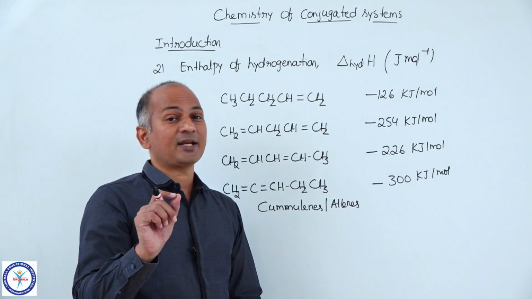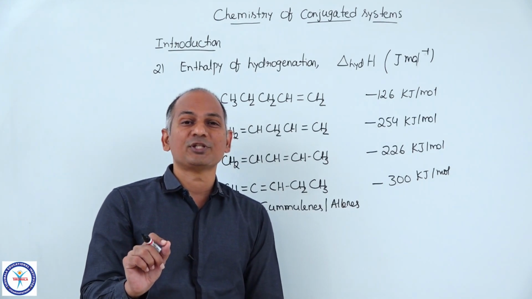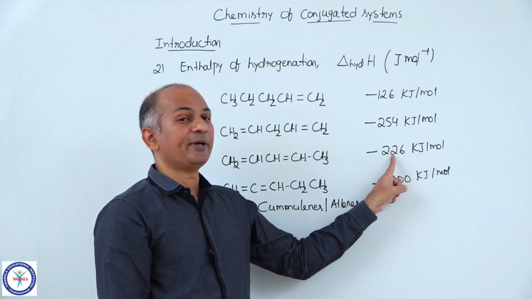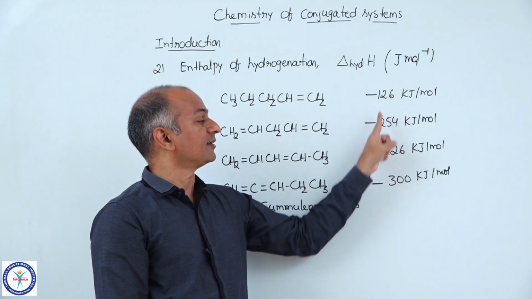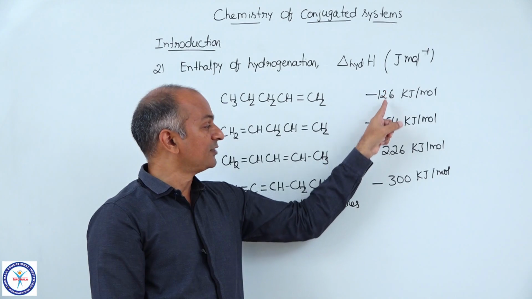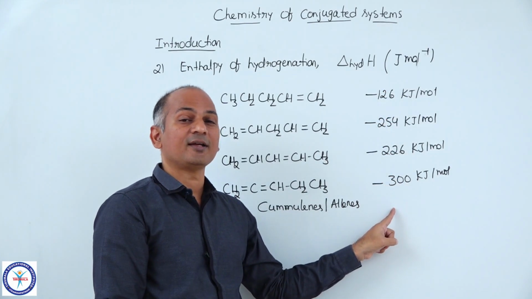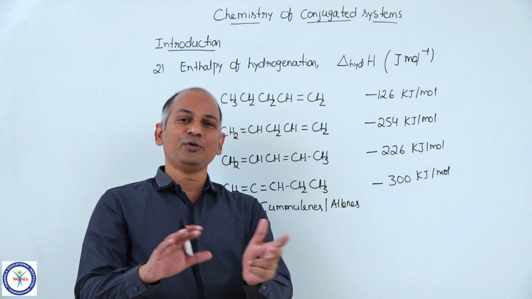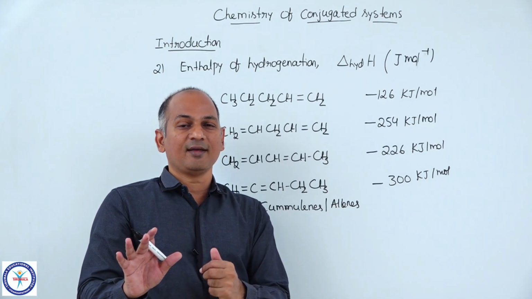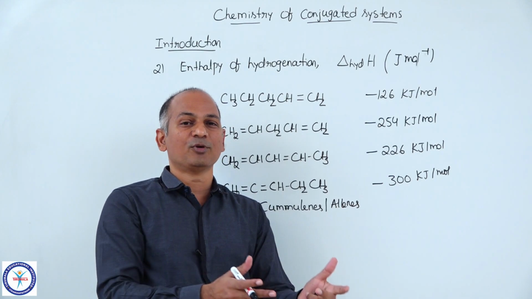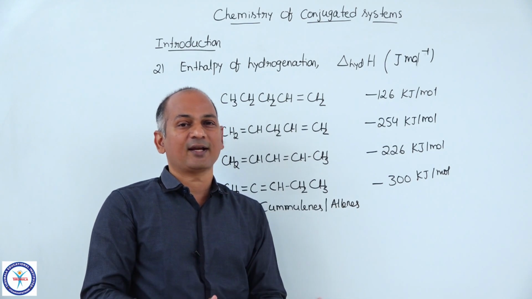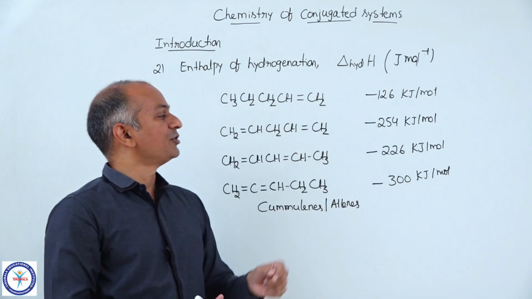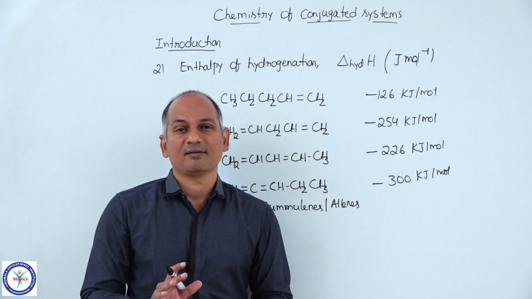But suppose the examiner asks for the enthalpy of hydrogenation per mole of hydrogen, then you have to divide by 2 and compare it with 126. These values are per mole of the organic compound, but if the examiner asks per mole of hydrogen, you change accordingly: if it is 2 moles, divide by 2; if it is 3 moles of hydrogen, divide by 3, and then you get the answer. So this is all about the enthalpy of hydrogenation of conjugated systems.